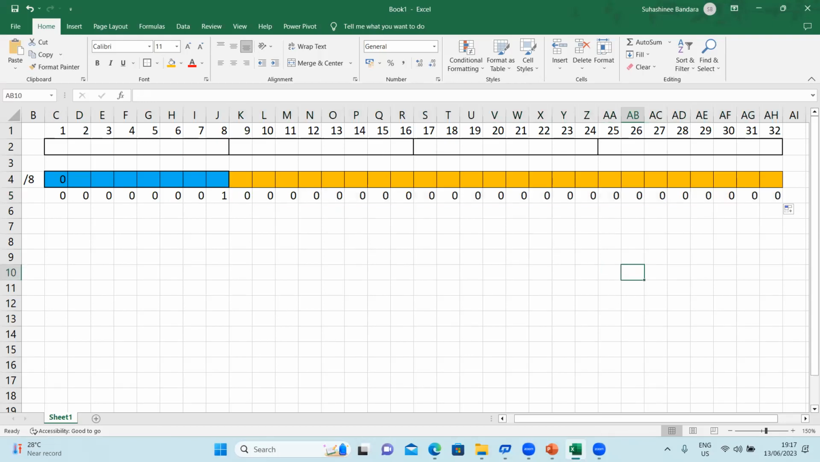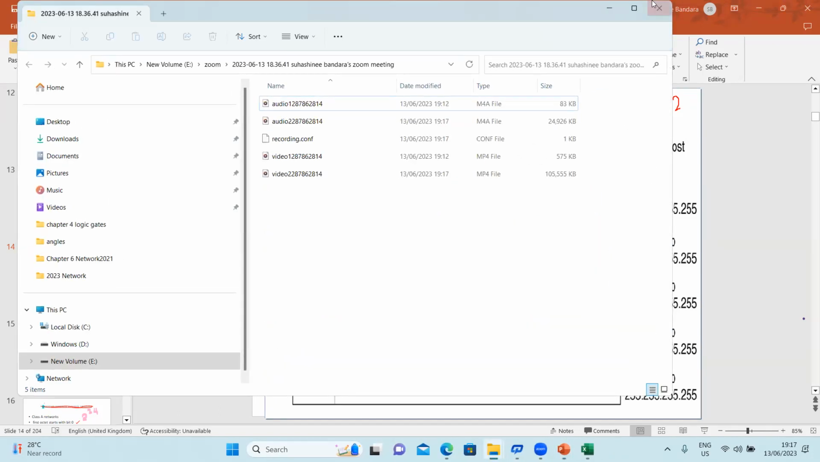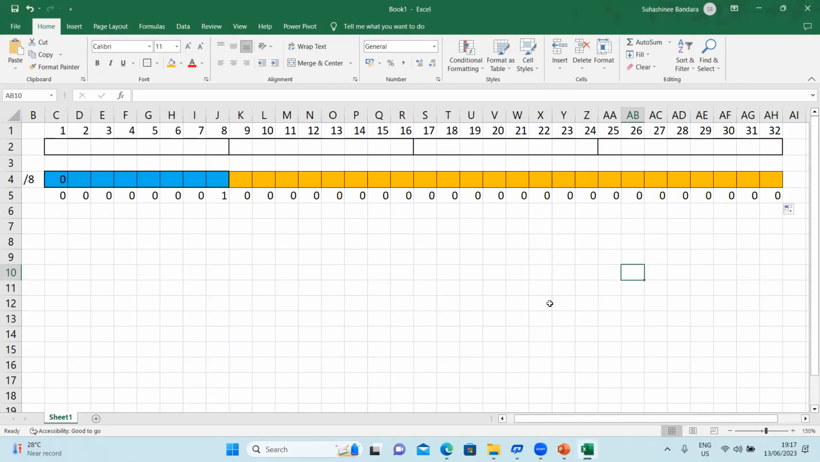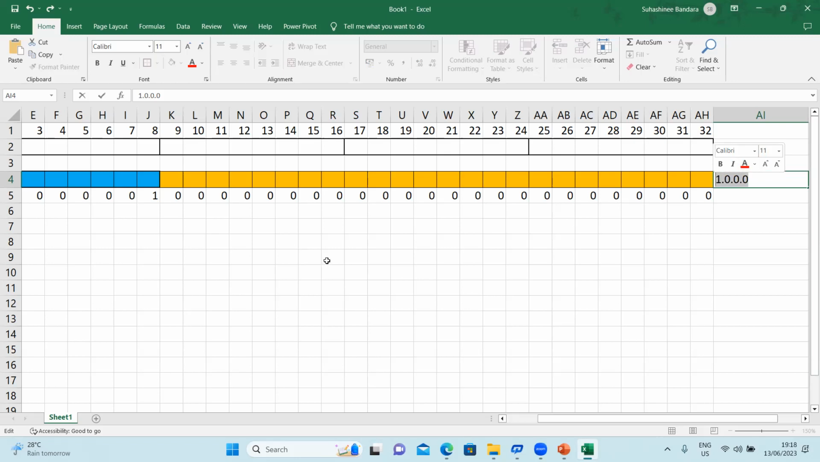Okay, that's what was mentioned in the first one, 1, 0, 0, 0, in this place. The starting IP address is mentioned as 1.0.0.0. Why? The start should be on in the beginning. So what is the name of this one? We can name this one as 1.0.0.0. This is the name of that. Is this clear, the first one?